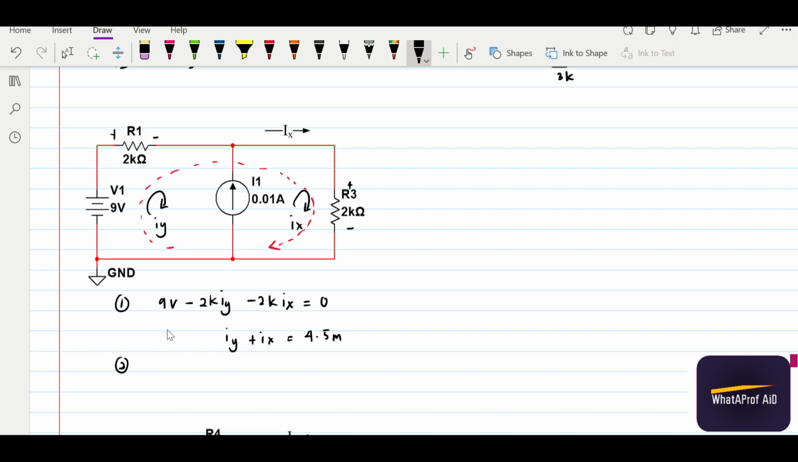Okay, and for the second equation, this is actually the i1. See, i1 equals the difference between ix and iy, so ix minus iy. What is i1? 0.01. Okay, so negative iy plus ix is the second equation.